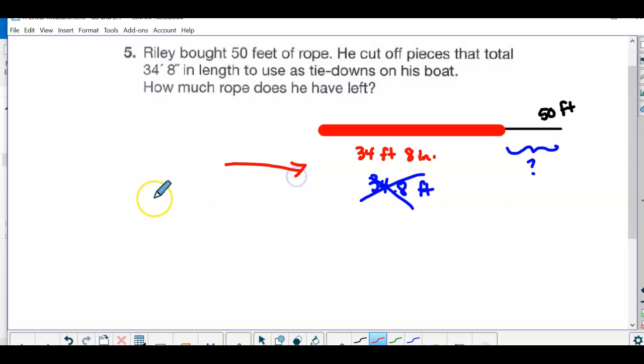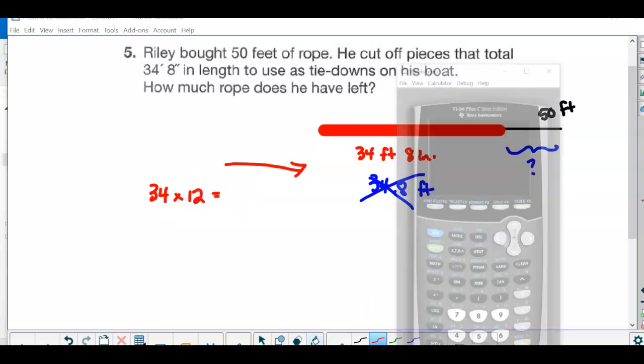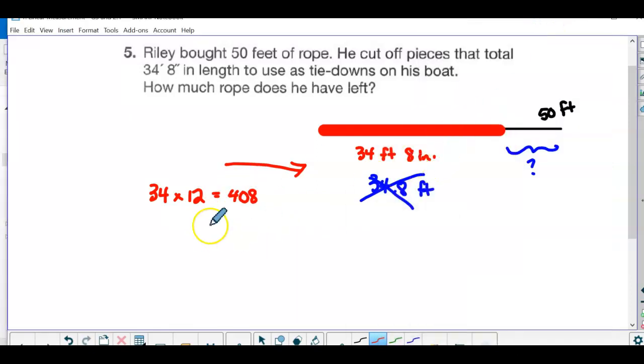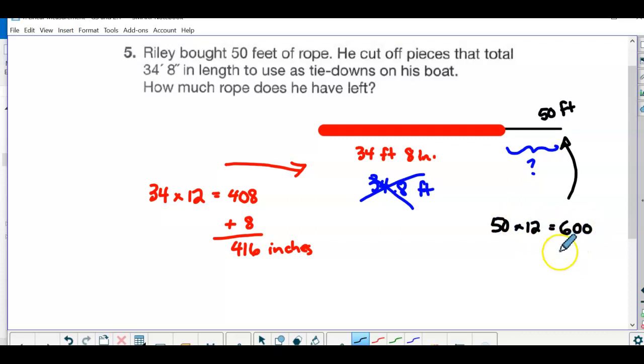So I'm going to keep this, I think, in red. So 34 feet, there's 12 inches in a foot. So that's going to give you the inches in 34 feet. So I'm going to go 34 times 12. So that's 408. And then plus the 8 inches. So plus 8 is 416 inches. Okay, then in black here, 50 feet times 12 inches in a foot. That's going to be 600 inches.